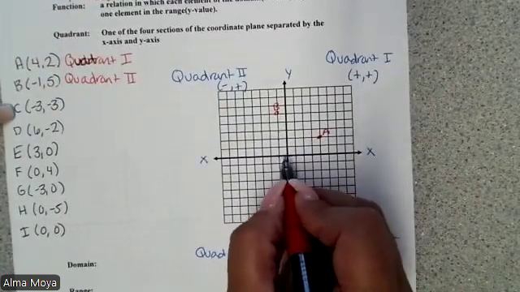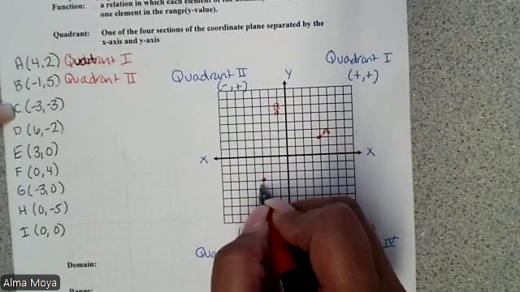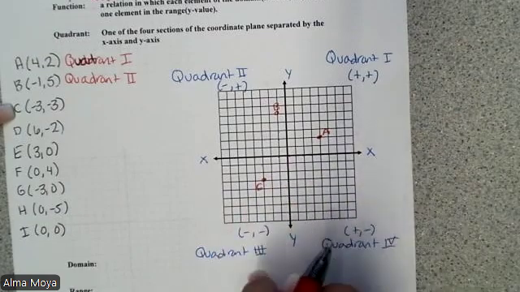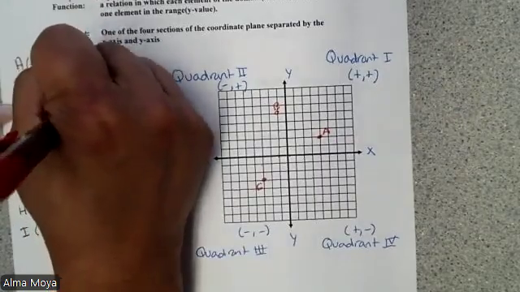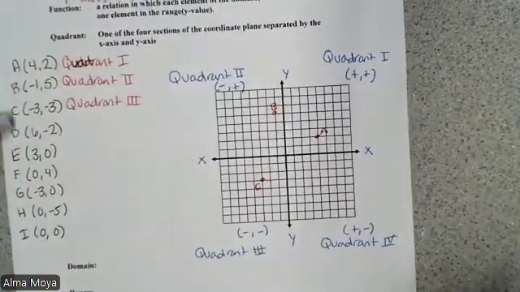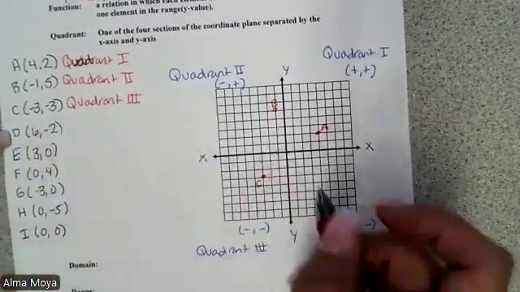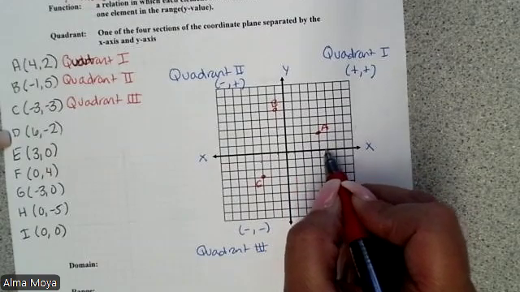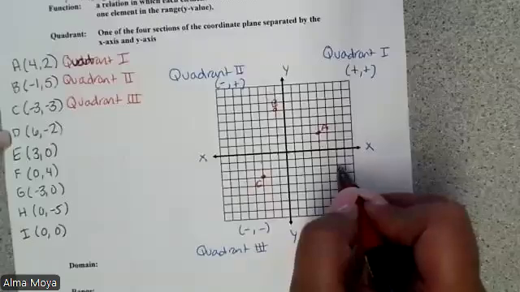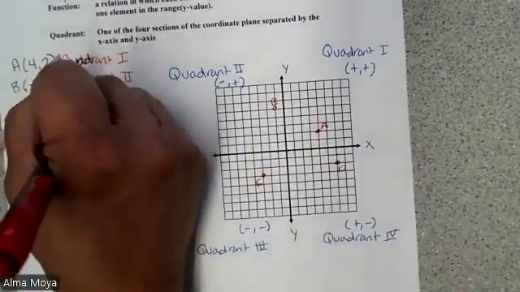C is negative 3, negative 1, negative 2, negative 3. Negative 1, negative 2, negative 3. That's going to be point C, which is in quadrant 3. The next point is X is 6, Y is negative 2. So X is 6, 1, 2, 3, 4, 5, 6. Y is negative 2, negative 1, negative 2. And that is in quadrant 4.